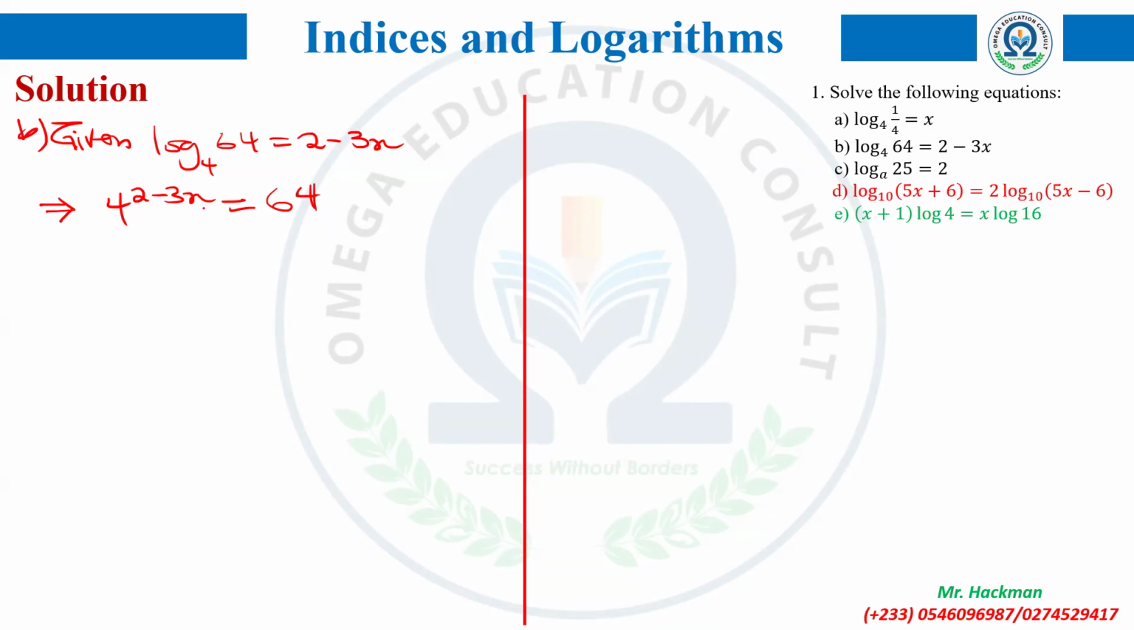So at this point, you have an exponential equation. To solve an exponential equation, each side should have a base to a certain power, but the bases must be the same. So can we write 64 as 4 to a certain power? And the answer is yes. That will give us 4 cubed. Am I right? Okay, so the base is the same. We equate the exponents. So this implies that 2 minus 3x should be equal to 3.